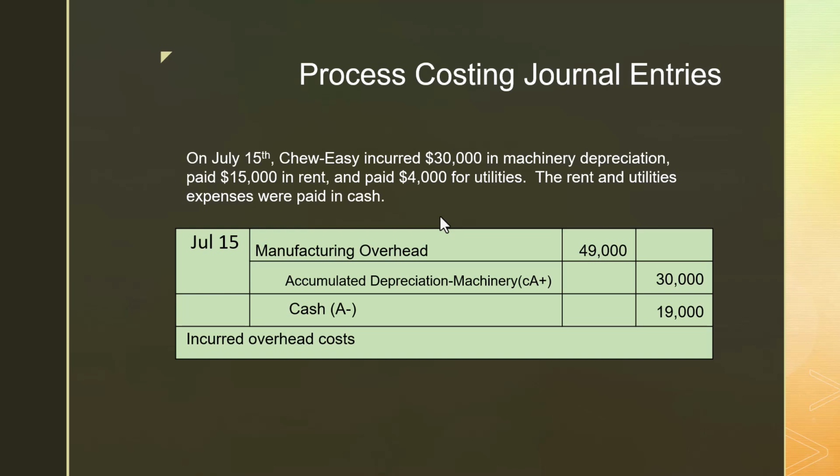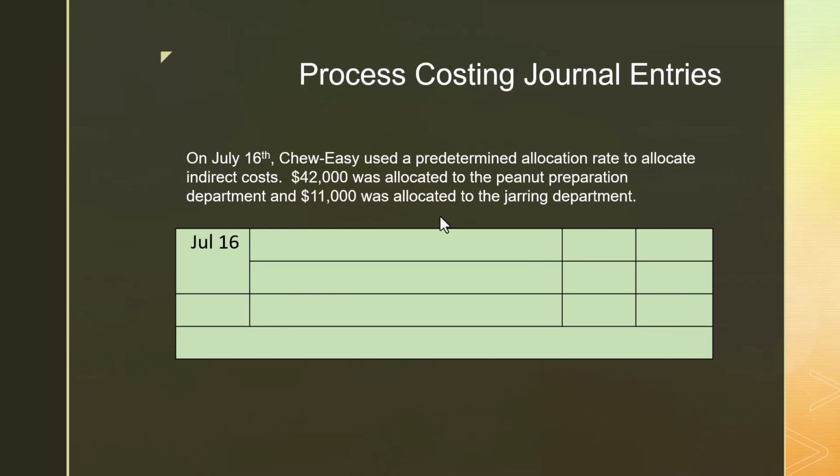So now that's on the books. Let's spread it out to the jobs and the allocation process. We're going to use predetermined allocation rates. Again, you always make your best guess on what your amount of overhead is going to be during the period. You come up with some logical methodology, a cost driver, if you will, to spread those costs amongst the different components of your business. We're going to spread them to our two different departments. And when we mathed it out, we determined that $42,000 worth of overhead costs needed to go in the peanut preparation department and $11,000 needed to go to the jarring department.